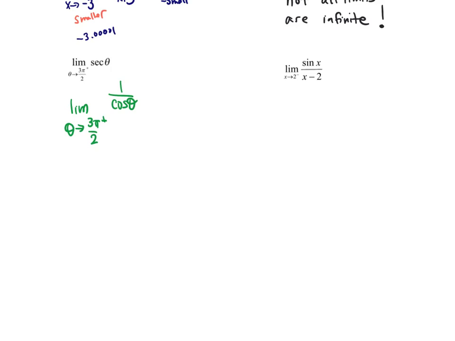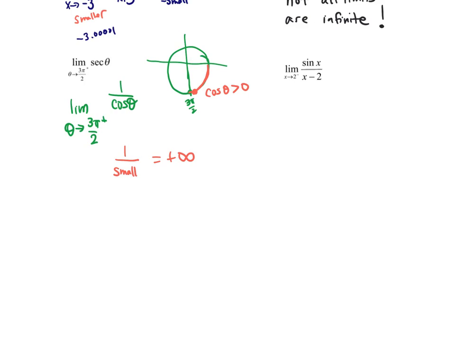So what I want to know is what's a value slightly bigger than 3 pi over 2. 3 pi over 2 is here on my unit circle. So values bigger than 3 pi over 2 would be things in quadrant 4. If I think of the cosine value over here, cosine is the x value, so the cosine value in this quadrant is going to be positive. So essentially this is going to be 1 over a really, really small number, which should be positive infinity.